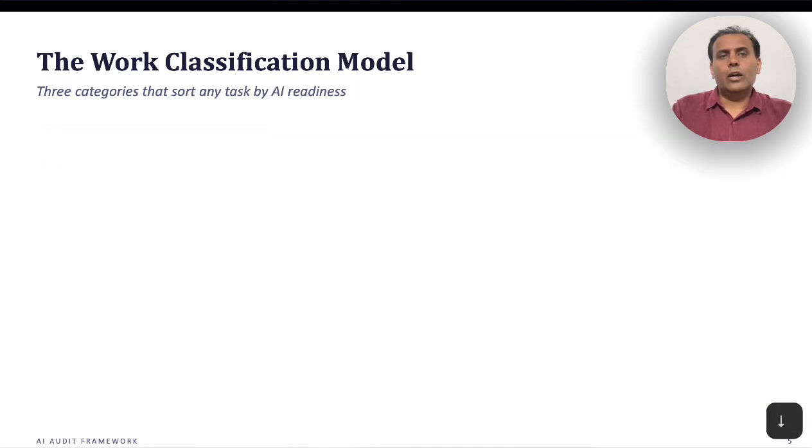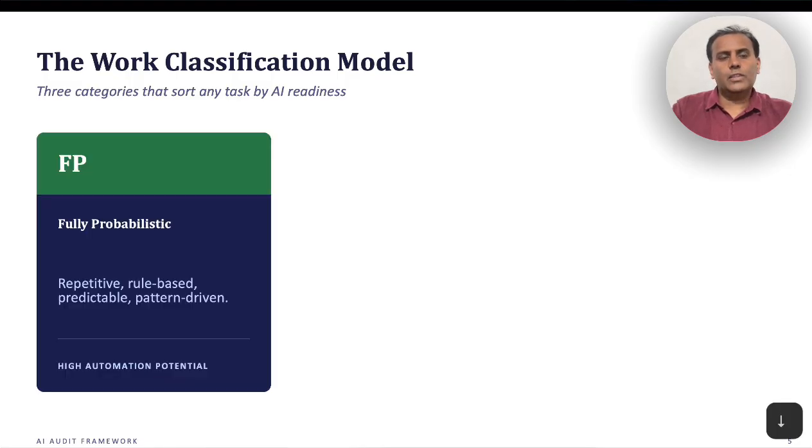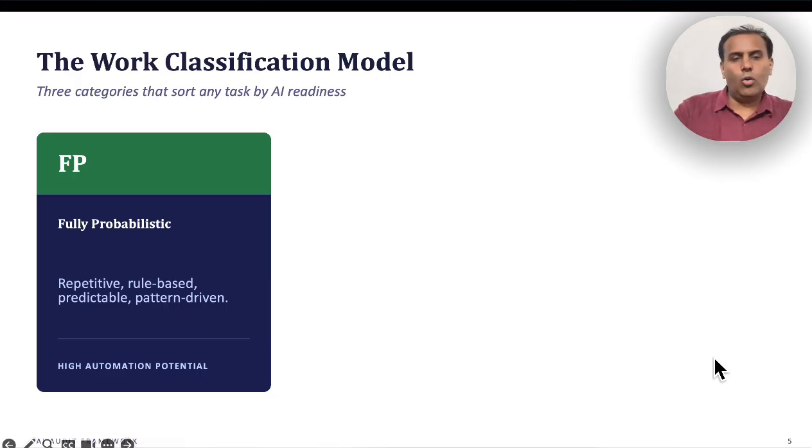That's the critical thing. Now, the work classification model, the way we see it, has three categories that sort any task by AI readiness. The first one I call fully probabilistic. What does fully probabilistic mean? It's a task which is very repetitive, rule-based, predictable and pattern-driven. That means it's a task which you are doing regularly. Everybody has some level of tasks like this. Maybe for some people it is 20%, for some people maybe 80%, but there is a significant level of repeated activities we are always doing, which the machine can do.